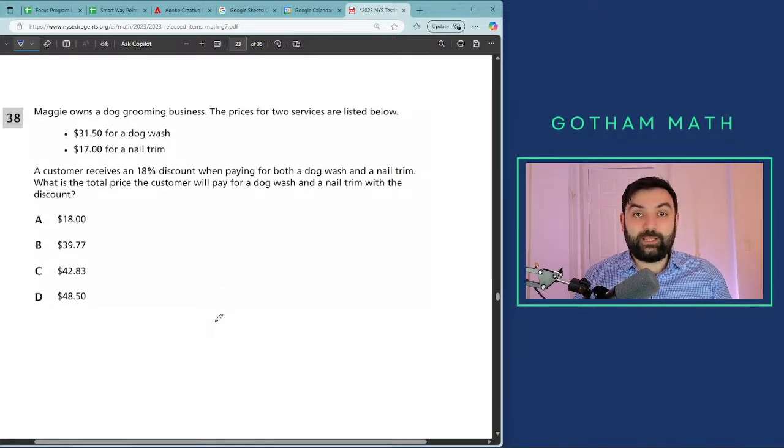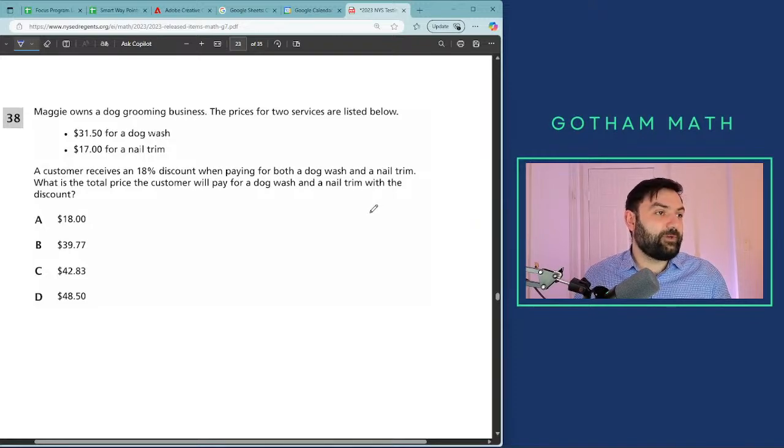Maggie owns a dog grooming business. The prices for 2 services are listed below. $31.50 for a dog wash and $17 for a nail trim. Pretty good prices, just so you know. A customer received an 18% discount when paying for both a dog wash and a nail trim. What is the total price that customer will pay?